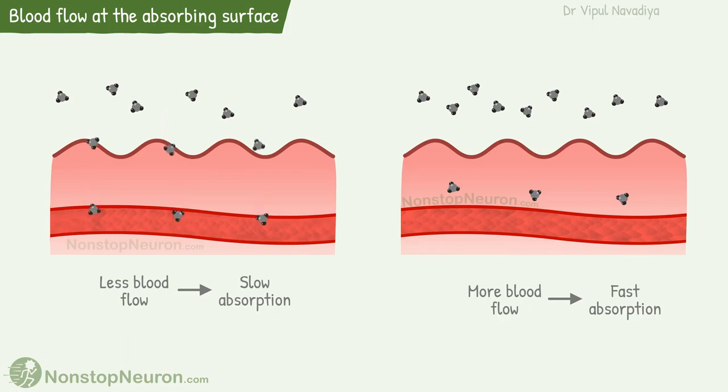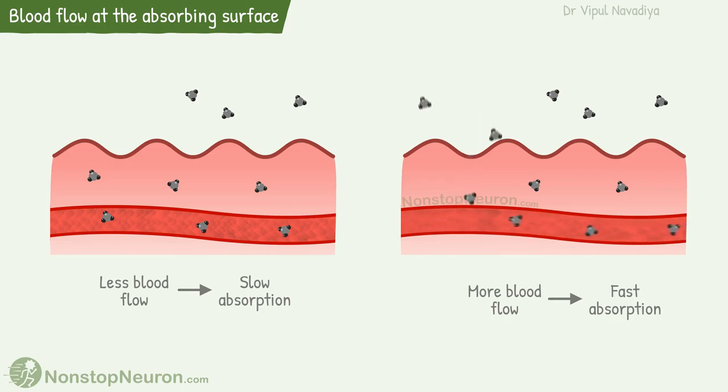If the blood flow is slow, the drug won't get cleared fast enough. So absorption of the remaining drug would be delayed. Or in simple words, the absorption would be slow. On the other hand, when blood flow is fast or more, the drug is cleared quickly. So the remaining drug enters faster. Or in simple words, the absorption would be faster. So basically, the more the blood flow, the faster the absorption.